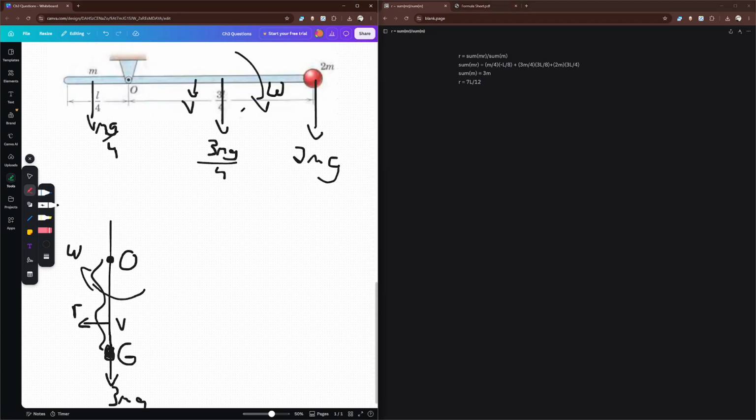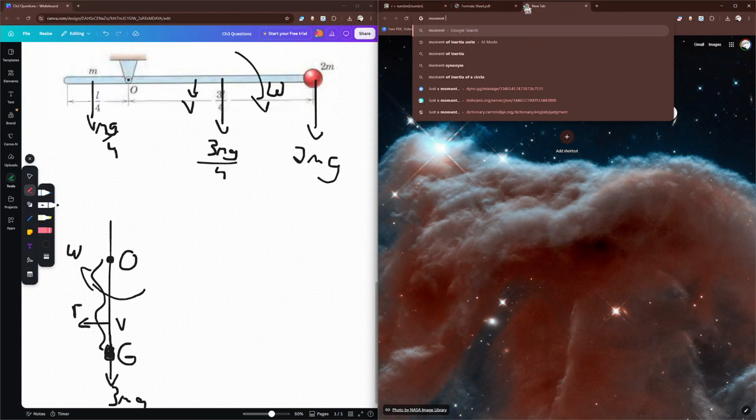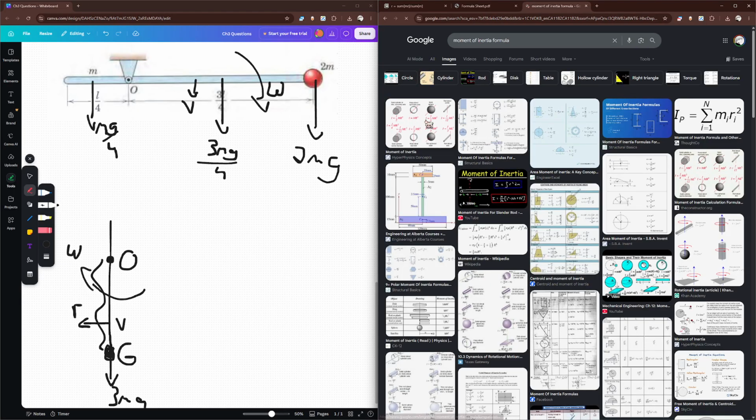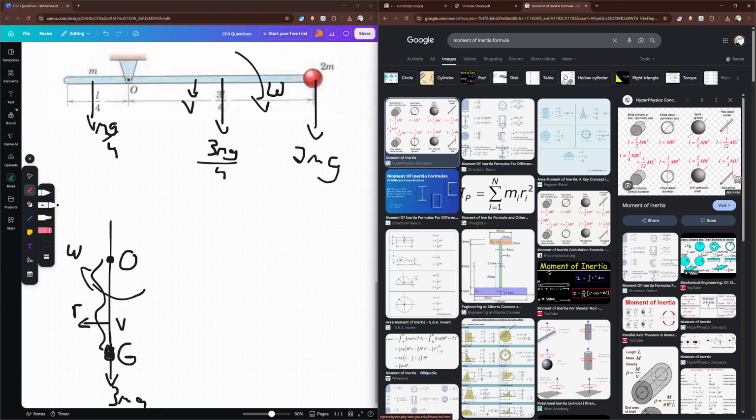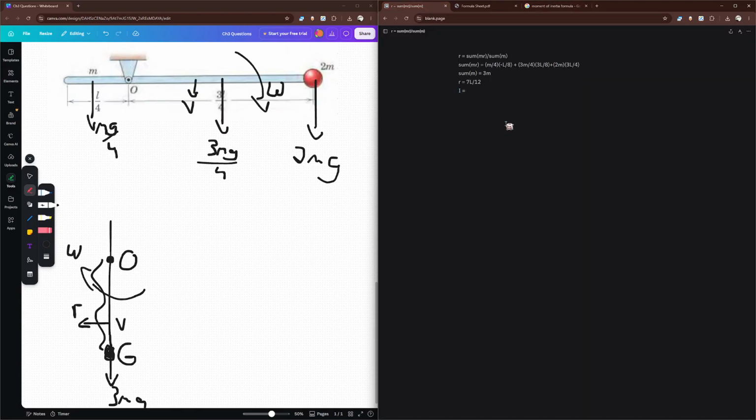I'll put a capital G for center of gravity. That's our radius R, and we need that to do the rest of the question. To get our moment of inertia, we have to use the moment of inertia equation for a slender rod. If you look at moment of inertia formulas, you get rod about center and rod about end. We're looking at rod about center, which is not a half, it's 1 over 12 ml squared.